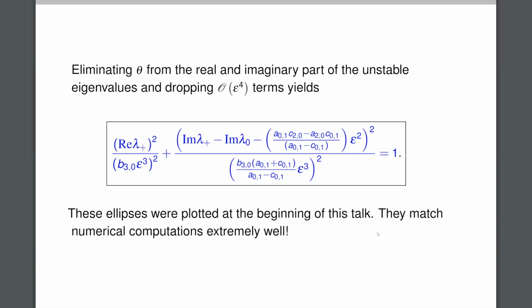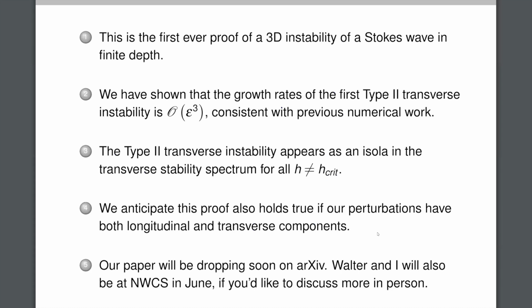So let's wrap this up. Here are the major conclusions. This is the first ever proof of a 3D instability of a Stokes wave in finite depth. So here we are considering a perturbation where we have to look at the entire two-dimensional free surface of a fully three-dimensional wave. And what we had talked about last week, what to do in infinite depth, this is now the proof that takes care of all the other cases when you have a finite depth fluid.